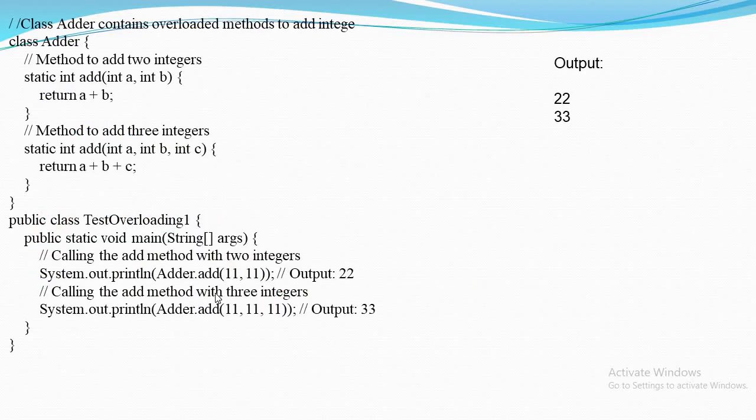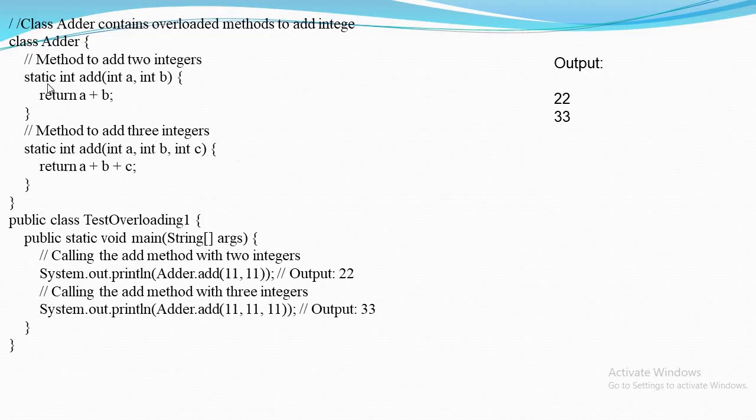Example for method overloading. Here we are using the Adder class with methods to add integer values. We are using two methods, one is add and another one is also add. In the first method we are passing two arguments, and in the second method we are passing three arguments. So it will return the value of a plus b, and then return the value of a plus b plus c.